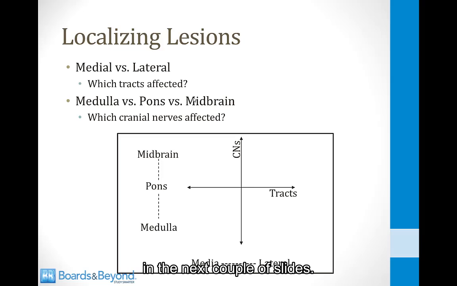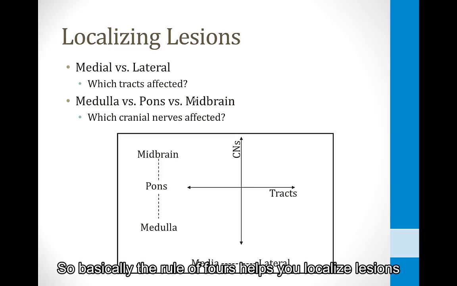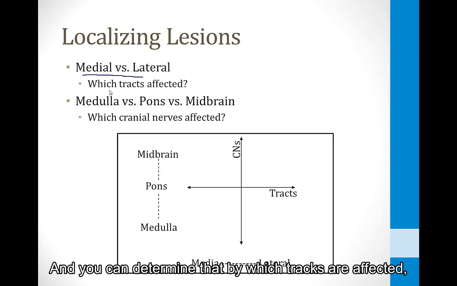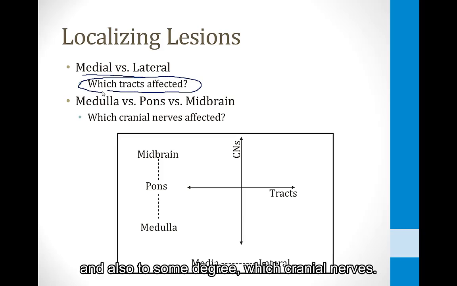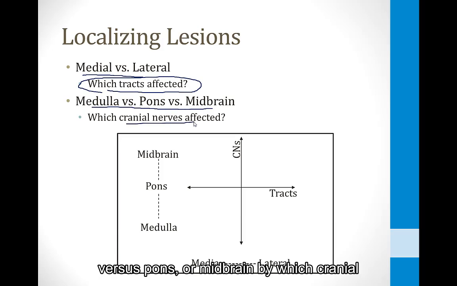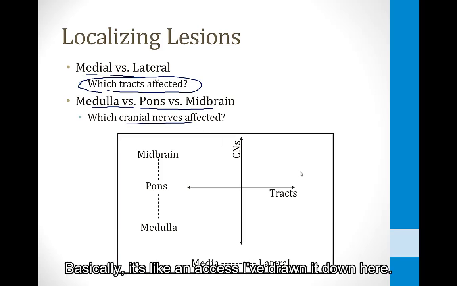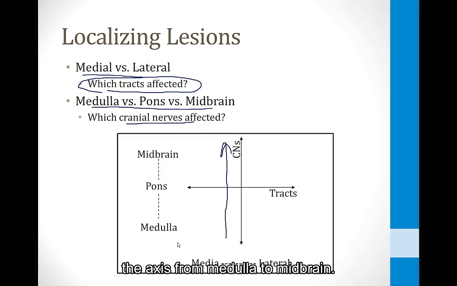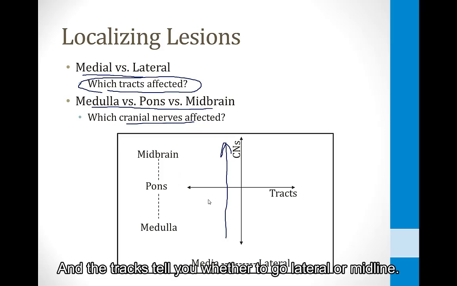next couple of slides. So basically the rule of fours helps you localize lesions by saying, is it medial or lateral? And you can determine that by which tracts are affected, and also to some degree which cranial nerves. And then you're going to tell whether it's medulla versus pons or midbrain by which cranial nerves are affected. Basically it's like an axis. I've drawn it down here. And the cranial nerve tells you how high to go up the axis from medulla to midbrain, and the tracts tell you whether to go lateral or midline.